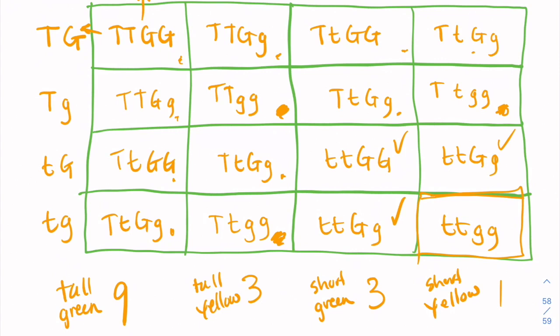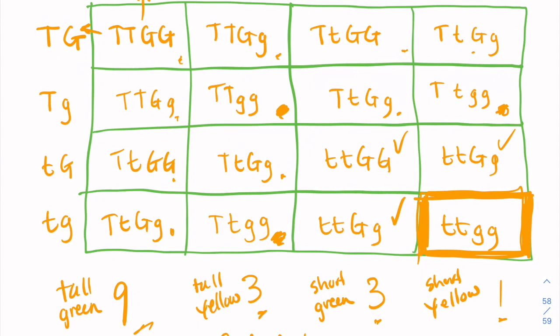So there's a 1 in 16 chance of this cross, which is actually called a dihybrid cross, 1 in 16 chance of this cross producing a short yellow plant. All right. This is actually called a 9:3:3:1 ratio. And it's for phenotypes.